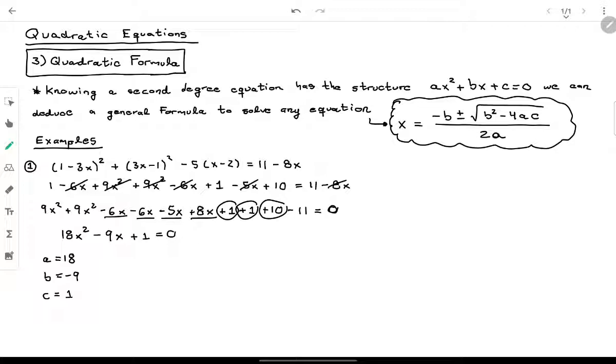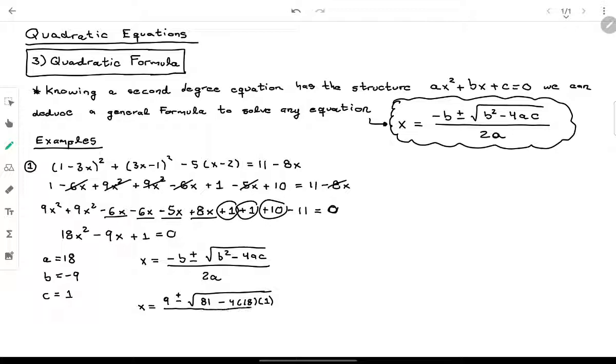So we can apply the quadratic formula. X equals minus b plus minus the square root of b squared minus 4ac, all of it divided by 2a. X equals then minus multiplied by minus, it's plus, so it's going to be 9 plus minus the square root of b squared, that it's going to be 81, 9 squared, minus 4 that multiplies 18, that multiplies 1, all of it divided by 2 times 18.